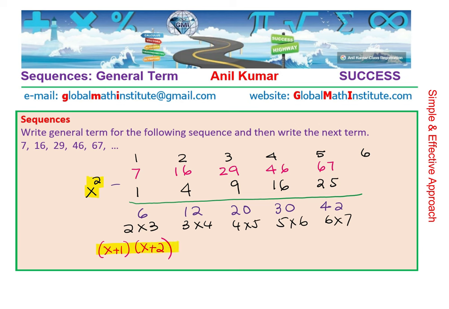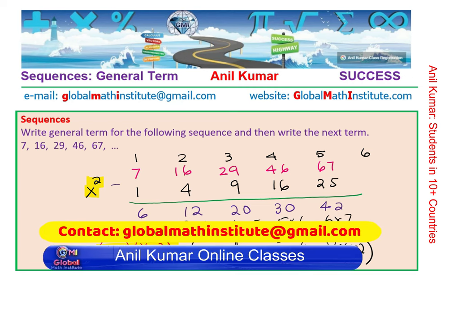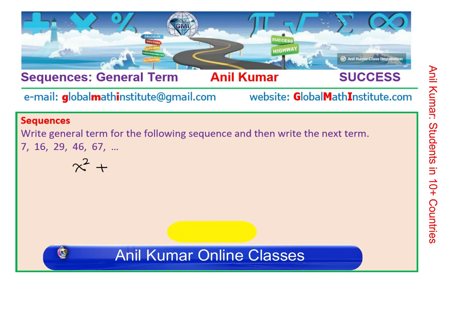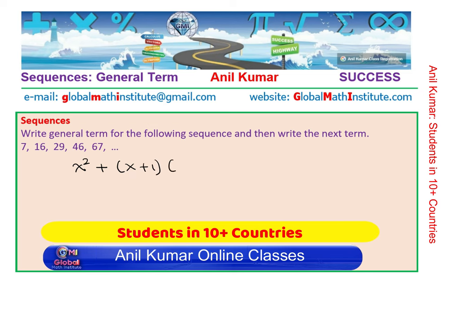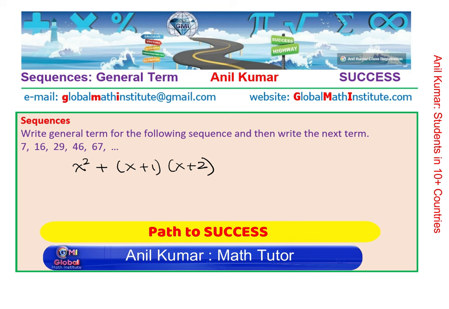So what is the general term for us? Let's write it down. The general term is the addition of the two: x squared plus x plus 1 times x plus 2. So that way you get an equation. Let's take it on the next page. So we got a general term which is x squared plus x plus 1 times x plus 2. This could be good enough to find the sixth term.